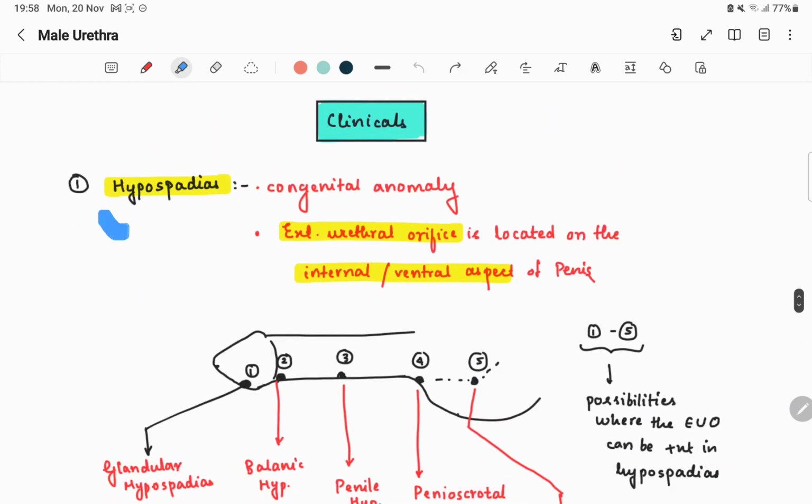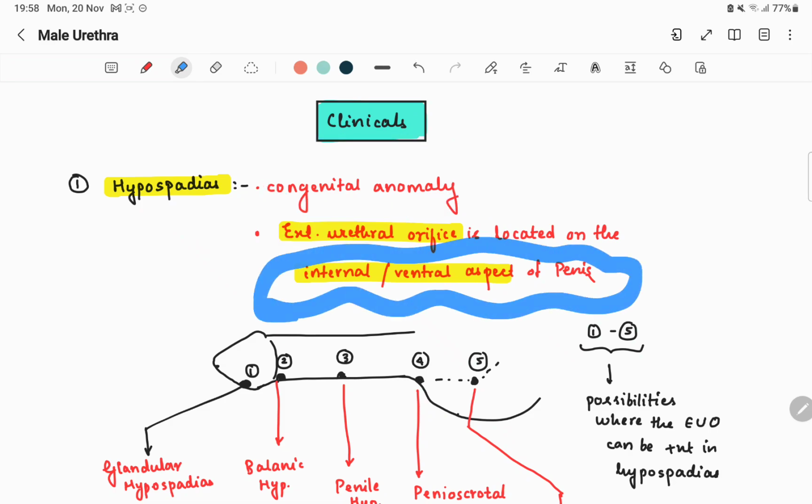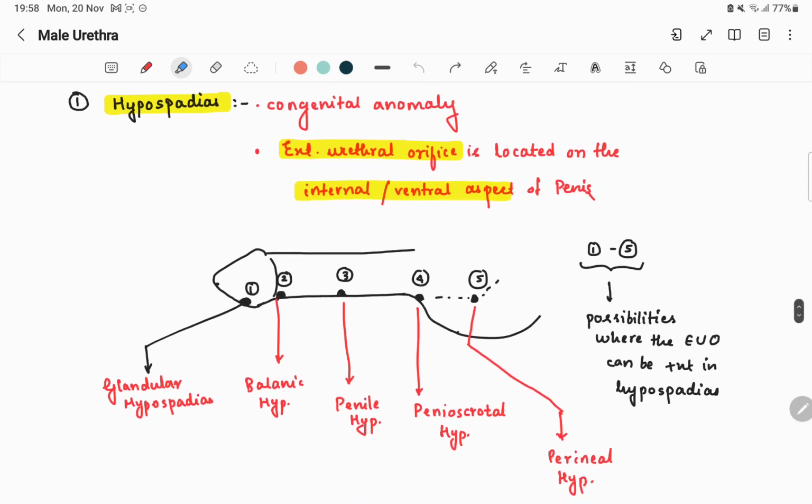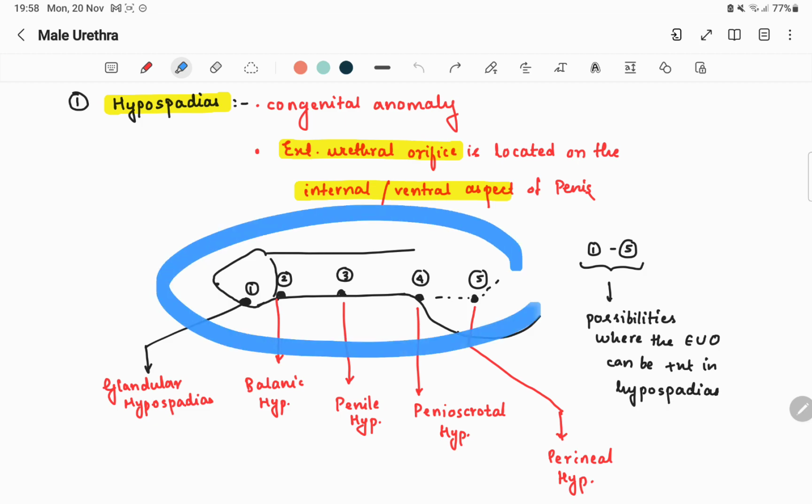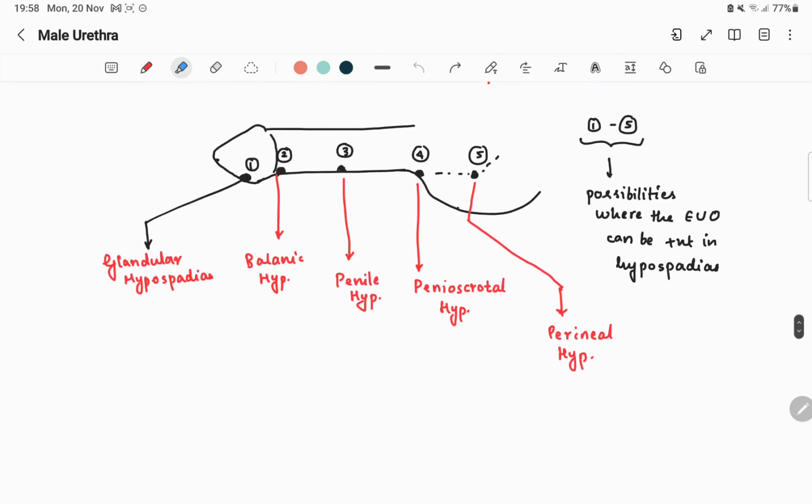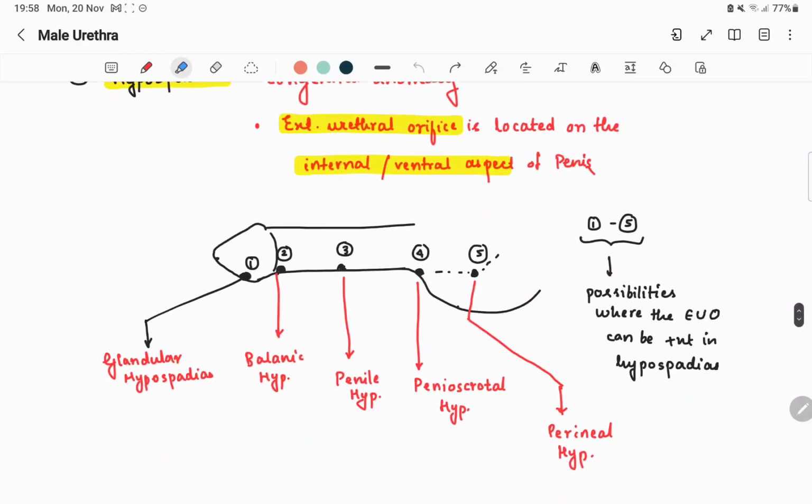And what is hypospadias? This is a congenital anomaly where the external urethral orifice is located on the ventral aspect of the penis instead of at its normal location. But if it is present abnormally in various parts, it is called hypospadias.